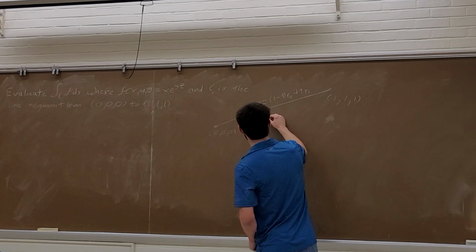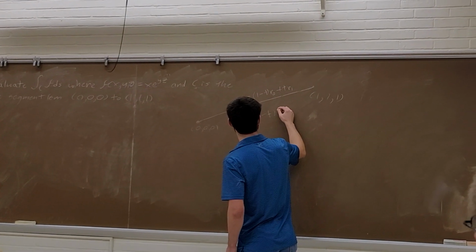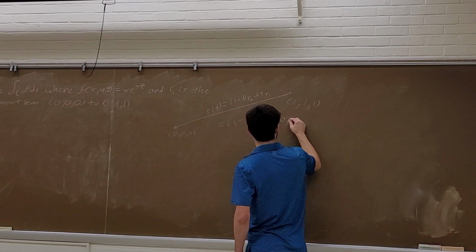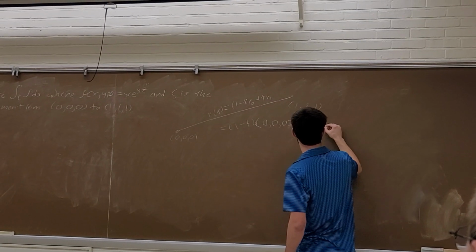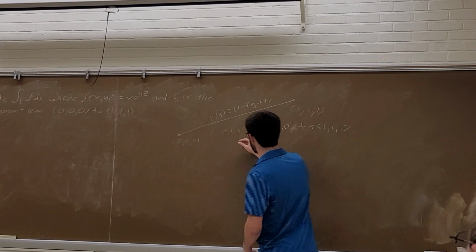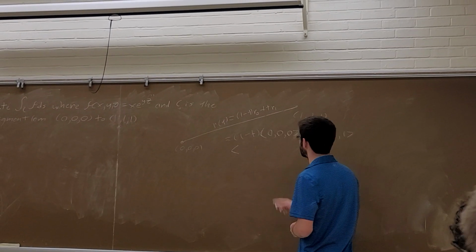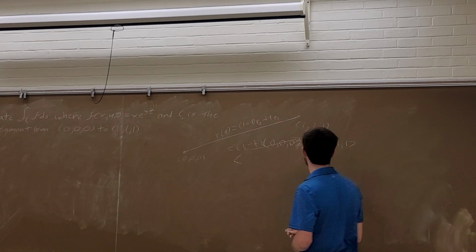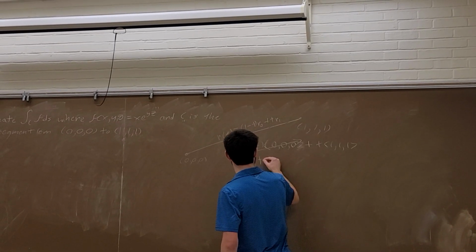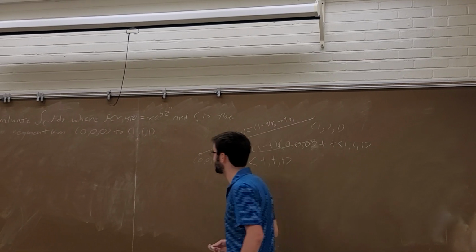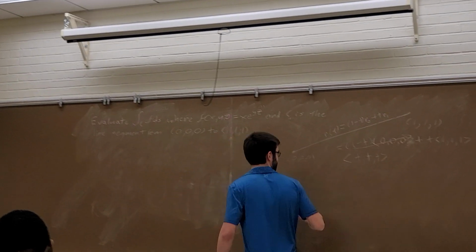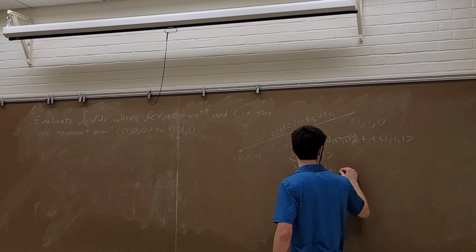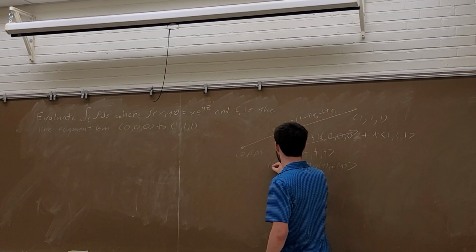So we'll just plug this in: 1 minus t times 0,0,0, plus t times 1,1,1. If we move everything in, that first part is all gone, so we just get t, t, t. How contrived. So we get t, t, t, and this is equal to x of t, y of t, z of t. And dr/dt equals 1,1,1.